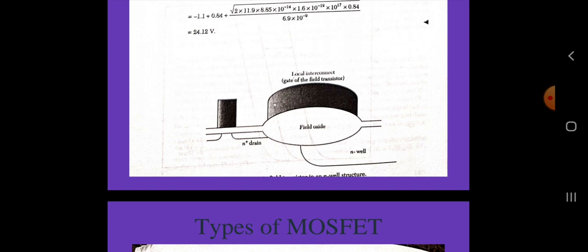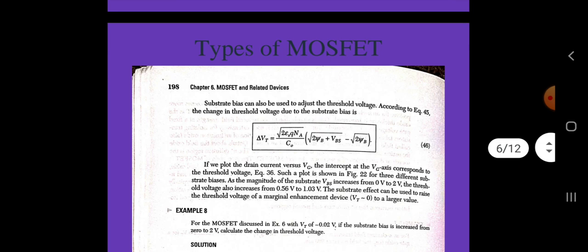So, the substrate bias can also be used to adjust the threshold voltage. According to the equation, the change in threshold voltage due to substrate bias is delta VT equal to under root of 2 epsilon S q NA divided by C0, in brackets, under root of 2 psi B plus VBS minus under root of 2 psi B. If we plot the drain current versus VG, the intercept at the VG axis corresponds to the threshold voltage. Such a plot is shown for 3 different substrate biases.